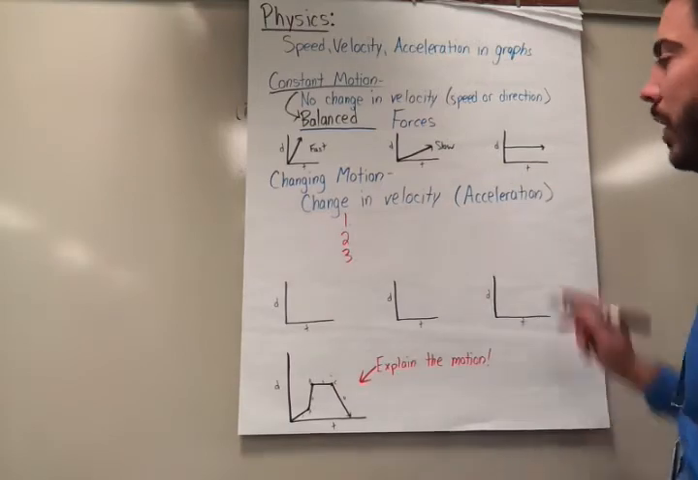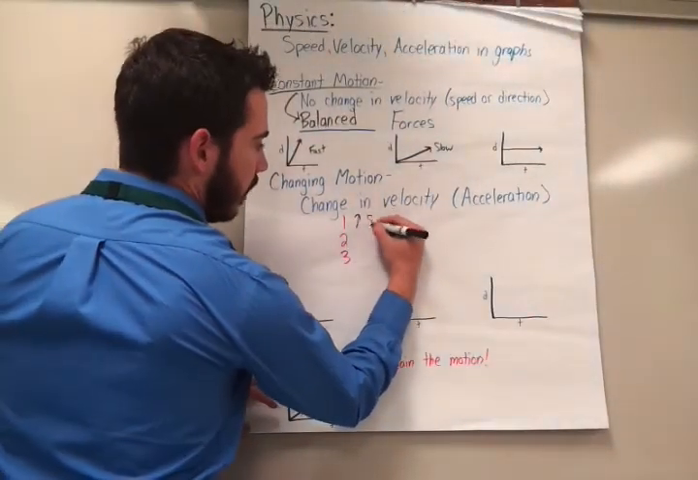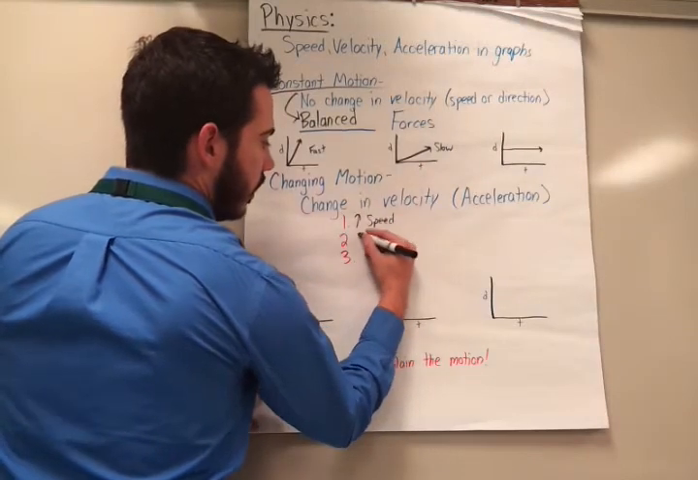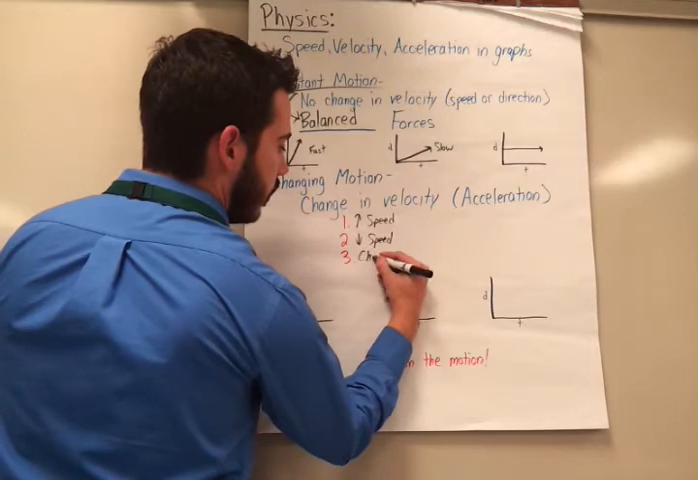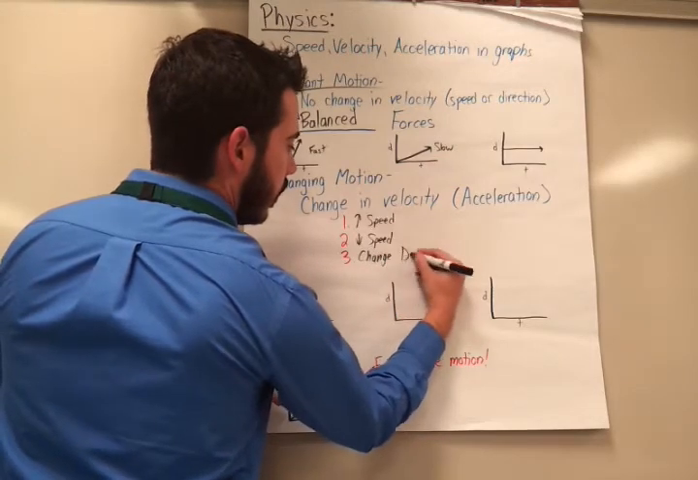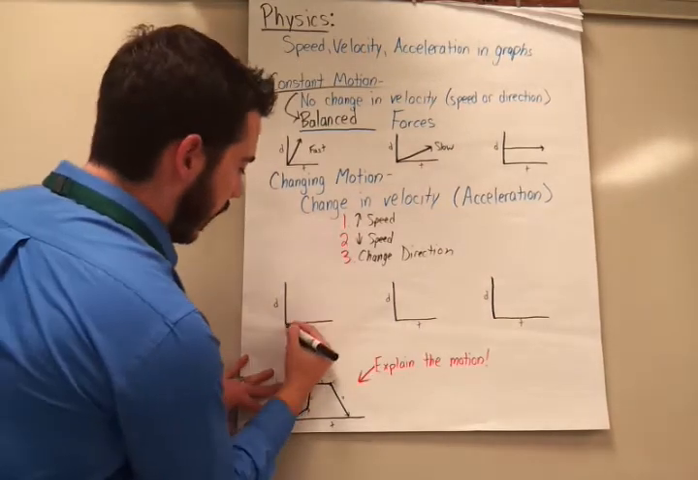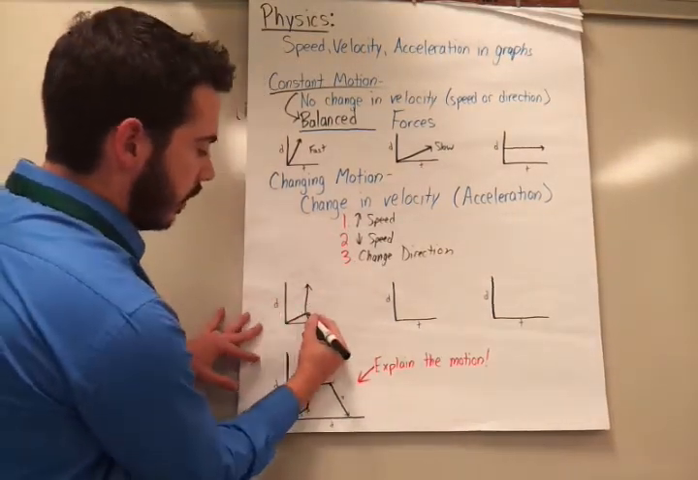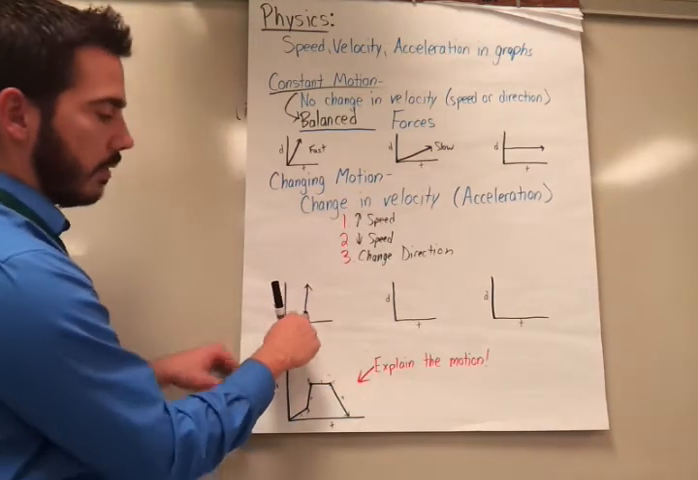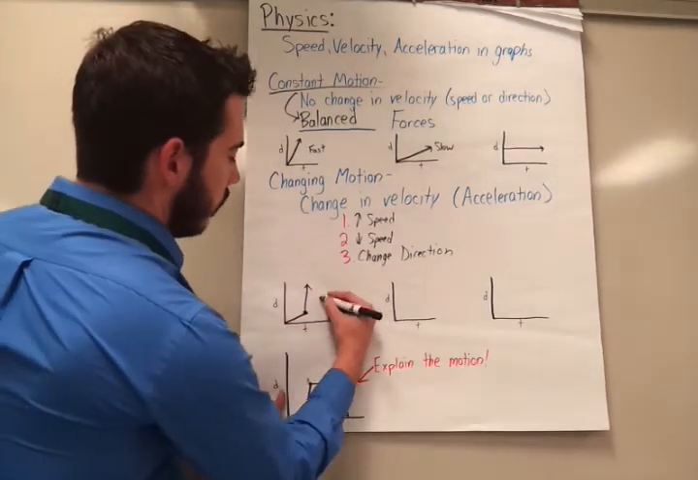Changing motion is changes in velocity. There are three ways velocity can change. It could increase speed. I've already said this. Decrease speed. Or change direction. And so to demonstrate those on a graph, an increase in speed means that the slope of the line increases. So there's our point of unbalanced forces occurring. We have our acceleration occurring at that point. So this would be increased speed.